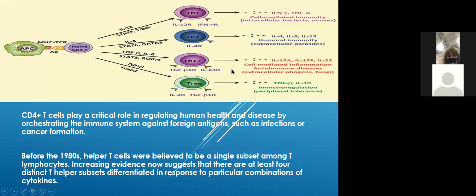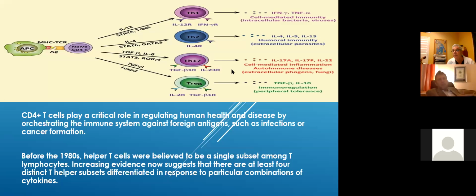Before the 1980s, helper T cells were believed to be a single subset among the T lymphocytes. But now we know there are T helper cells and T cytotoxic cells. Before, they thought there were only two T helper subsets: Th1, which mediates cytotoxic immunity through the cytotoxic T cells, and Th2, which mediates the humoral immunity, which actually makes those antibodies, right?